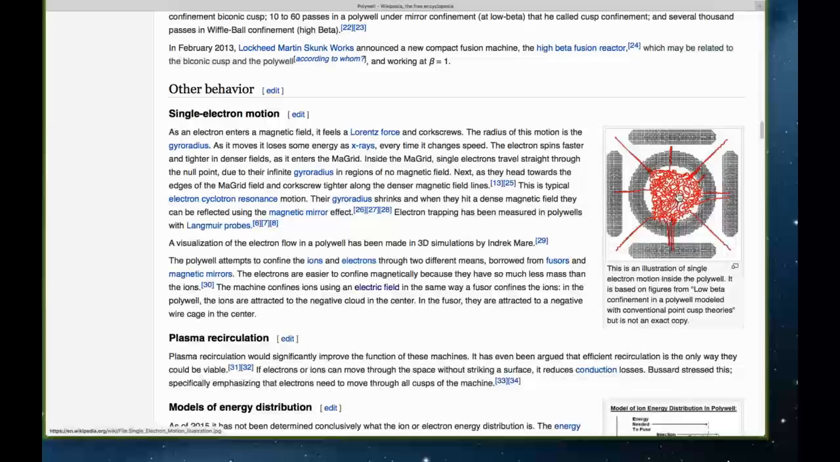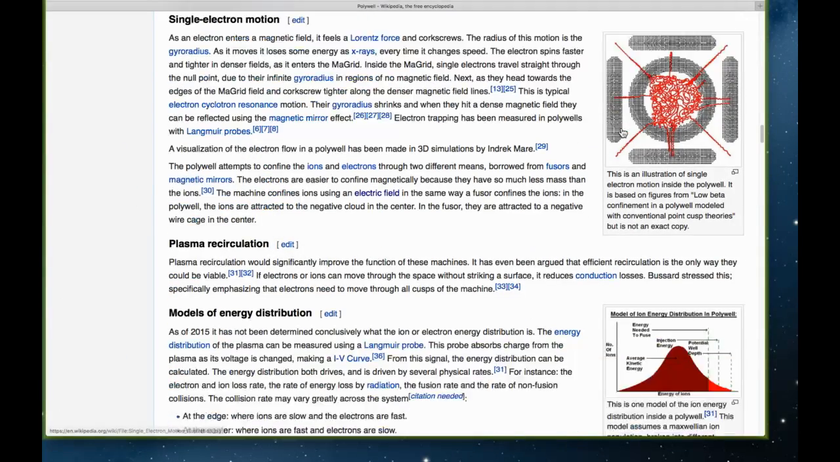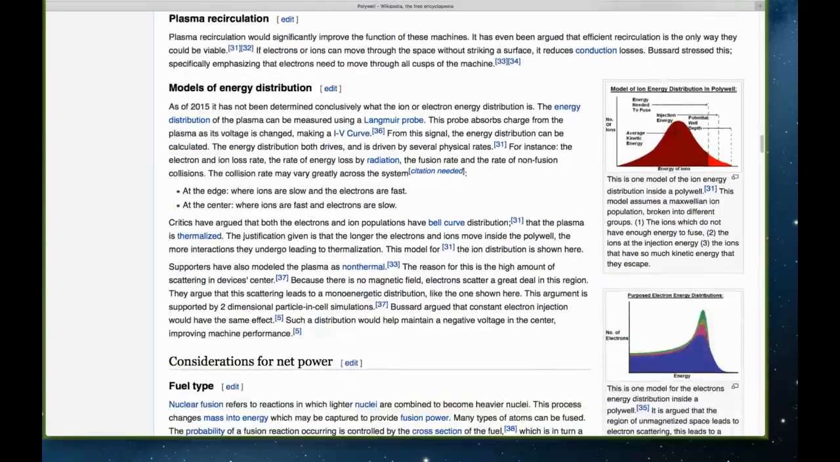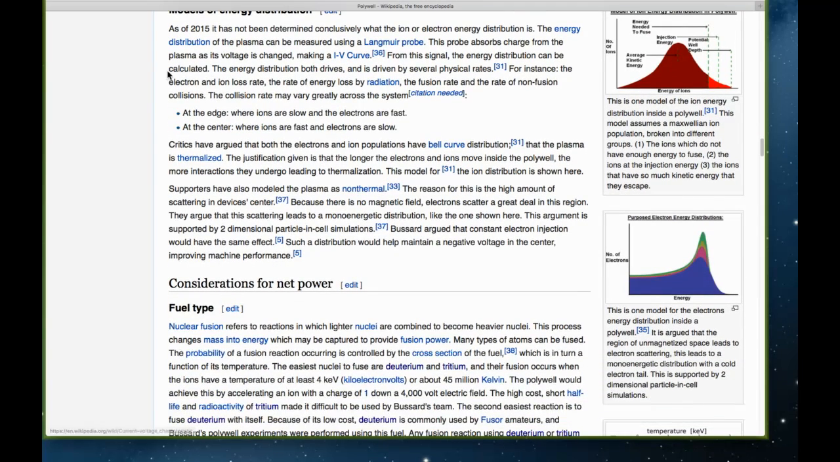See, you see this picture of the path of the electron, and this is a single electron motion inside this polywell. So basically, they have a hard time confining it because the thing wants to squirt all over the place. So maybe what you just said, Denny, would be a way of confining. Maybe we aren't confining electrons in the same way, but maybe we're working with plasma in a different manner than these guys are.